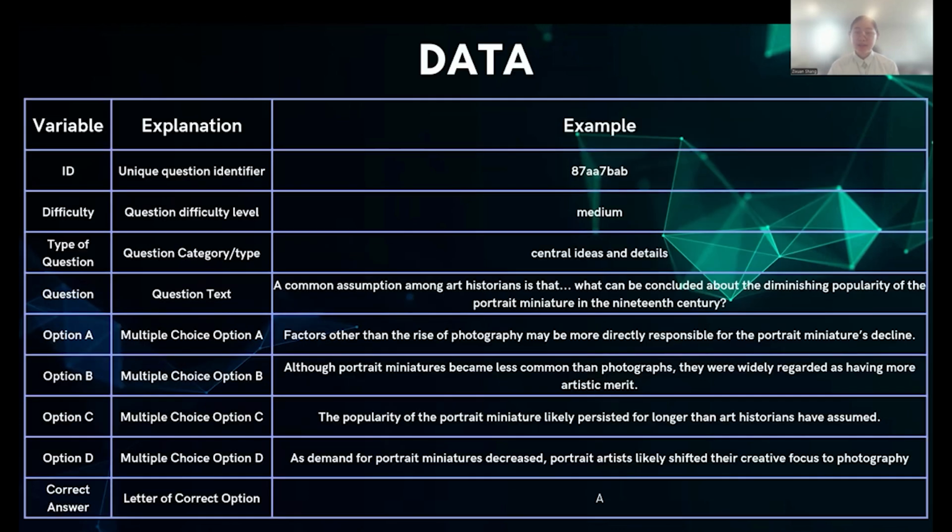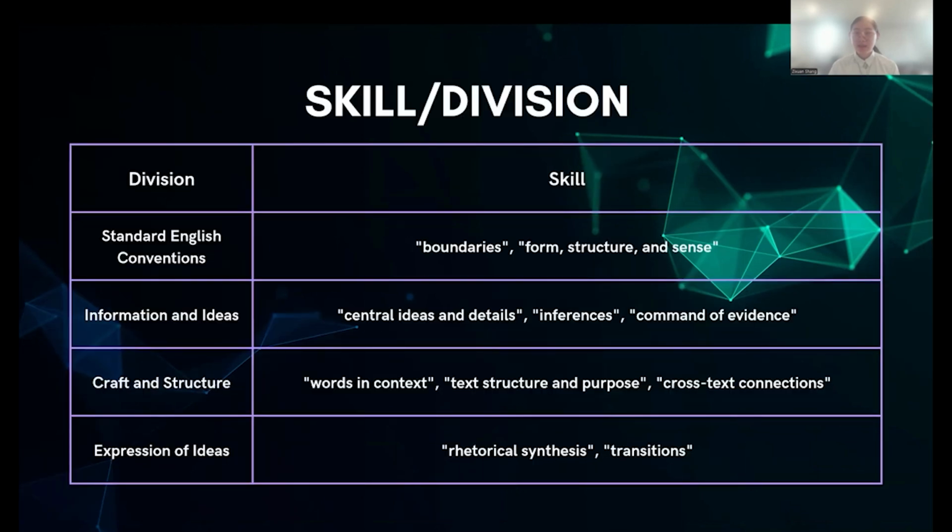Here's a brief explanation of the data frame that I used. All the data is directly imported from the official College Board website for SAT questions. So first, all the questions have an ID, which is just a unique question identifier, and they all have a difficulty ranging from easy, medium to hard. And the type of question is basically the skill that the question is trying to test, for example, central ideas and details. There will be the question text, the four options, and then also the correct answer, and that's the entire data frame.